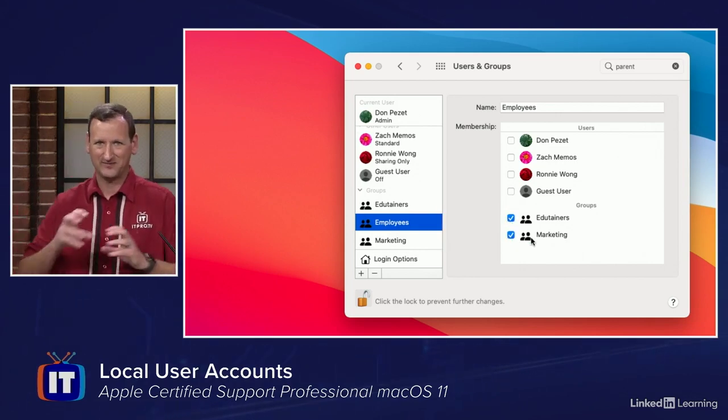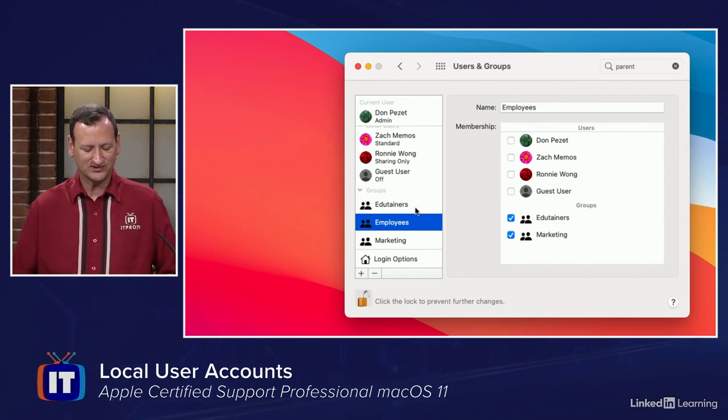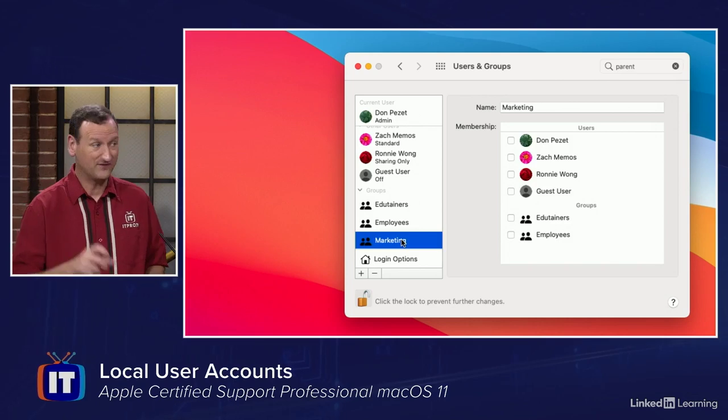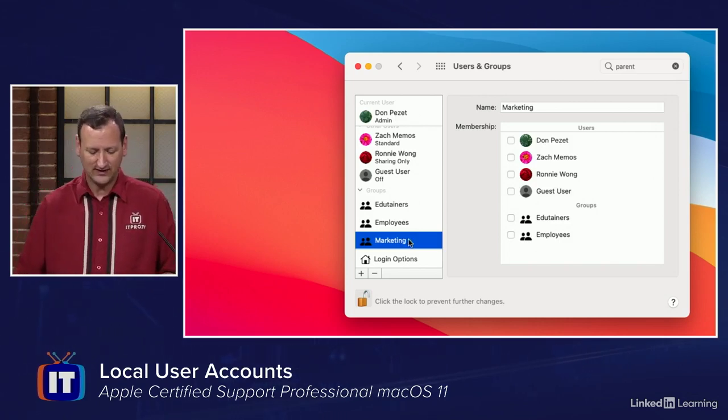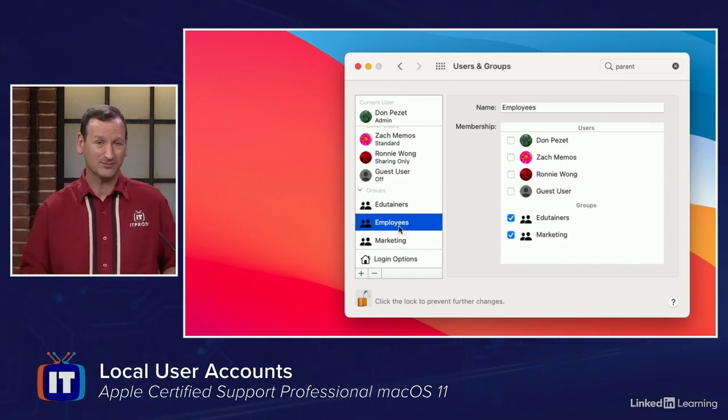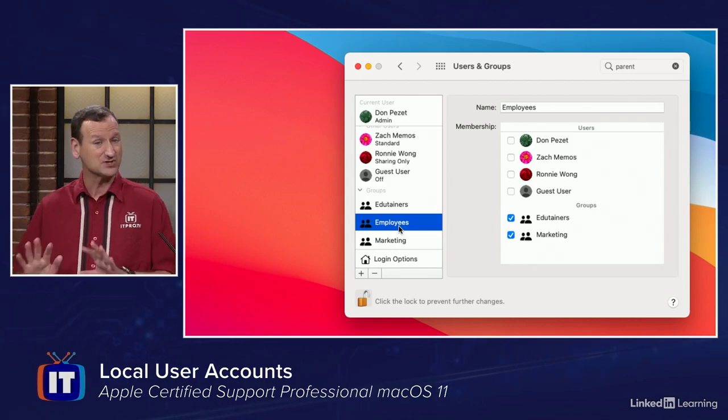So all of the people are in employees, but then I've got just edutainers, just marketing. And then I use them when appropriate. If I want to share something just with marketing, I would use the marketing group. But if I want to share it with everybody, I would use the employees group. And so that's going to make my job easier for managing permissions. You don't have to use it. It's a totally optional feature. But if you're setting up a file server or a print server, it comes in really handy. Well, it's great that you can get so granular with that, huh?